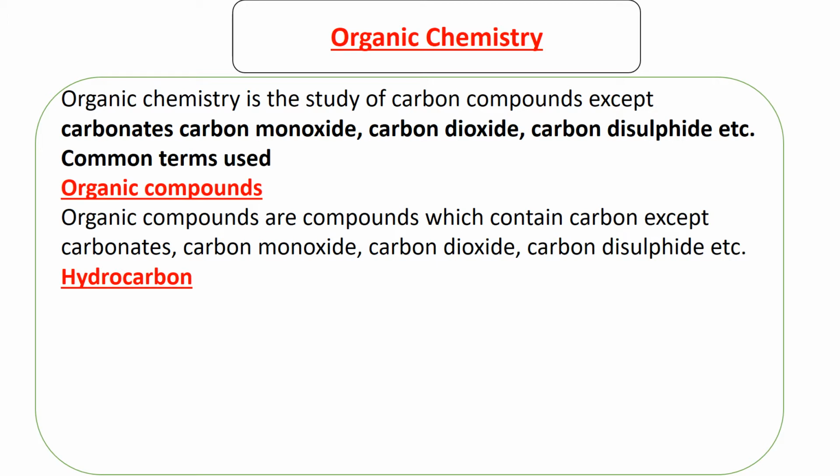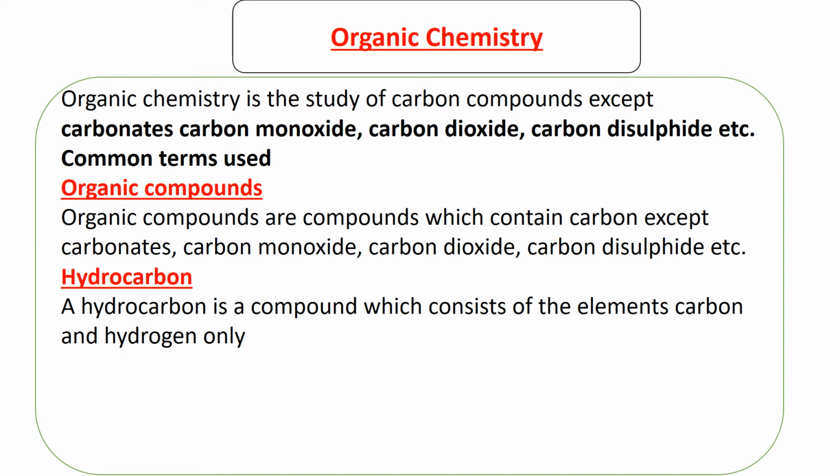Next, hydrocarbons. What are hydrocarbons? A hydrocarbon is a compound which consists of the elements carbon and hydrogen only. So any compound which has carbon and hydrogen only is called a hydrocarbon. So organic compounds are made of hydrocarbons and other compounds which are not hydrocarbons.